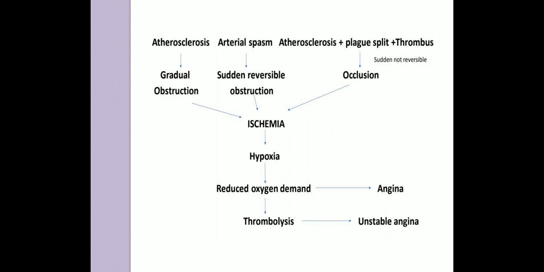Now the next is that I have already told you atherosclerotic plaque formation, arterial spasm and thrombus ultimately lead to angina pectoris. So in this slide you can see that the atherosclerotic plaque is a gradual obstruction of the artery. Arterial spasm is a sudden reversible obstruction of the artery, but atherosclerotic plaque splits plus thrombus is a sudden and non-reversible obstruction of the artery. The three factors ultimately lead to ischemia, which is nothing but hypoxia, which leads to reduced oxygen supply, that is formation of angina pectoris. When the thrombus gets split, that is thrombolysis happens, then unstable angina occurs.